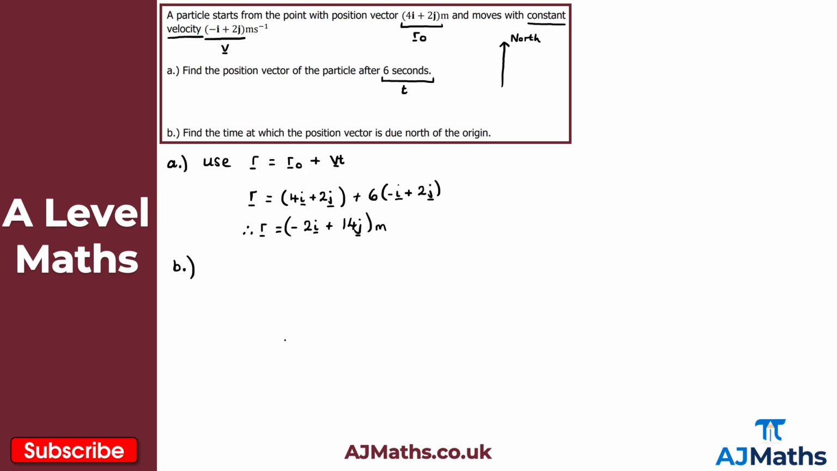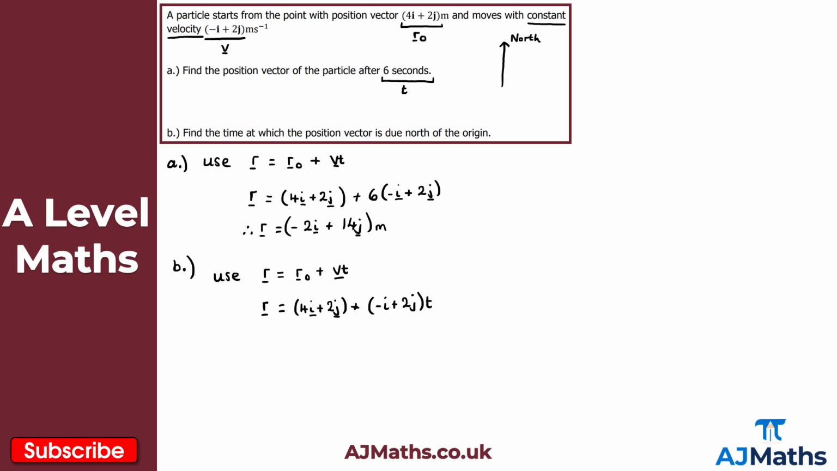In that case, let's go back to our position vector. Again, we're going to use this result: r equals r0 plus vt. So r0 will be the same, 4i plus 2j. Now I've got vt. We don't know what t is, that's what we're looking to solve for. So I've got t lots of my velocity vector, which is minus i plus 2j. I'll put the t at the end, like so.